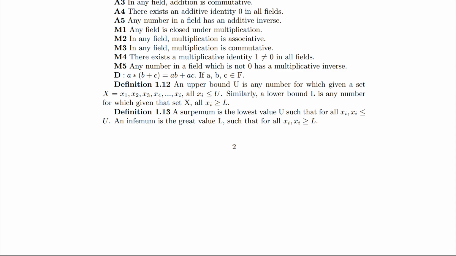Similarly, an infimum is the greatest value L such that all xi are greater than or equal to L. Therefore, in the set of numbers greater than the square root of 2, the infimum would be the square root of 2.